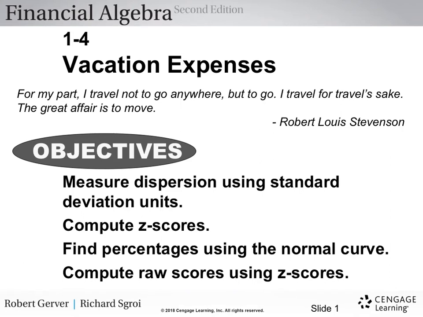This is section 1-4, Vacation Expenses. Interesting quote to start off here. For my part, I travel not to go anywhere, but to go. I travel for travel's sake. The great affair is to move, by Robert Louis Stevenson.